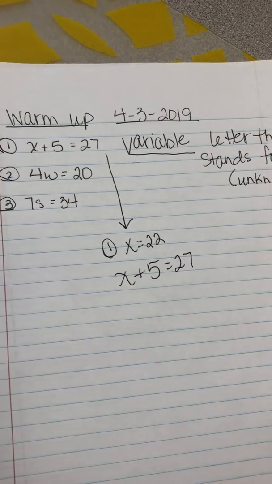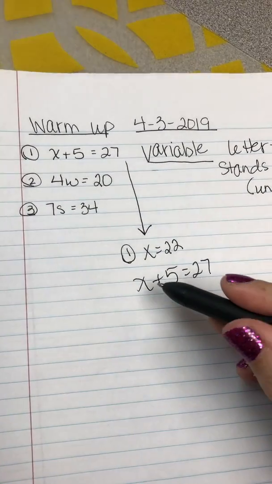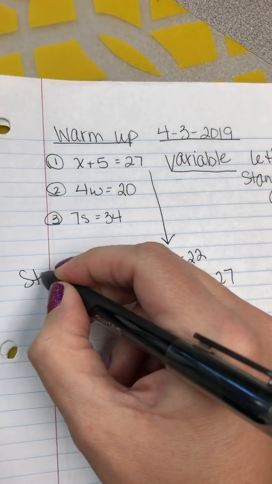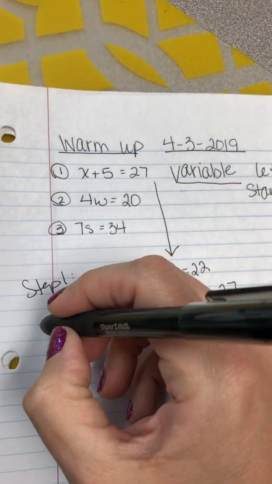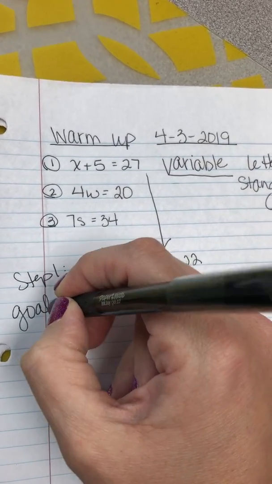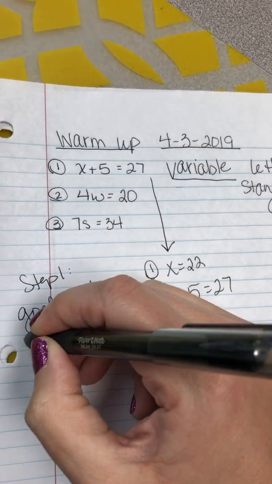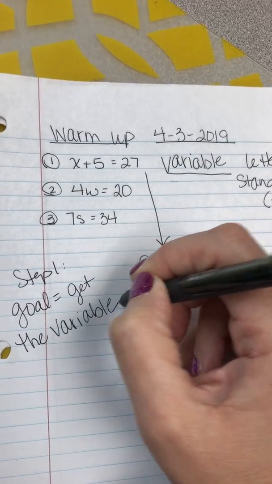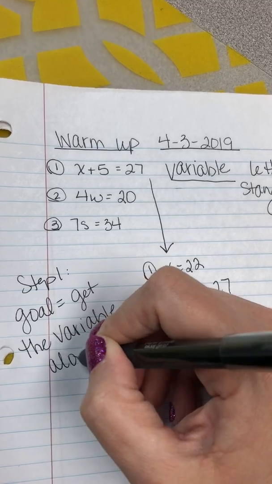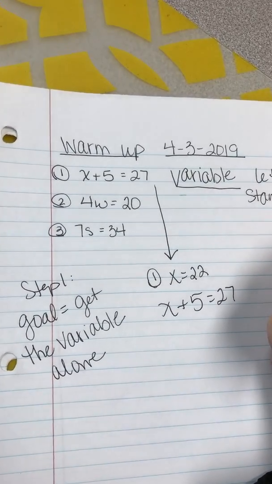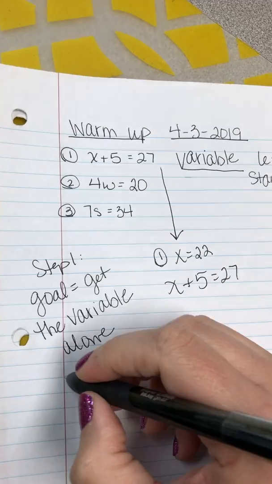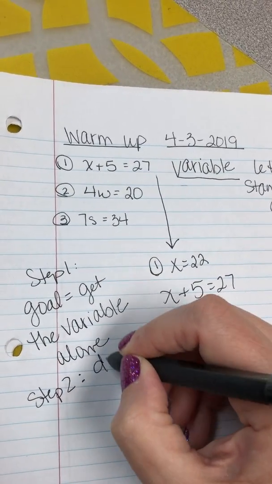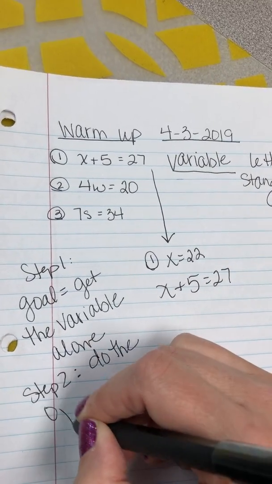Now to solve this algebraically, our goal is to get X by itself, to get it alone, to find out what it is. So step 1 is your goal, which is to get the variable alone, by itself. That's your first step. Get it by itself. So how do we do that? You do that by doing step 2, which is do the opposite operation.